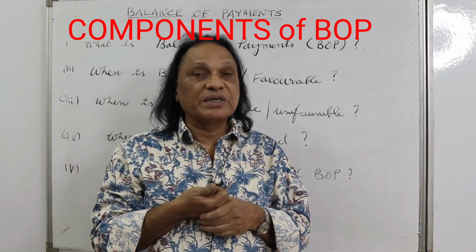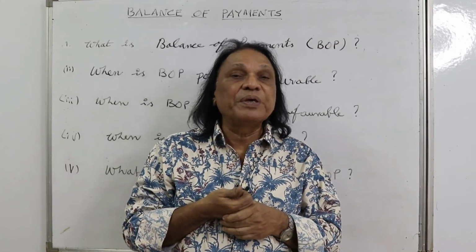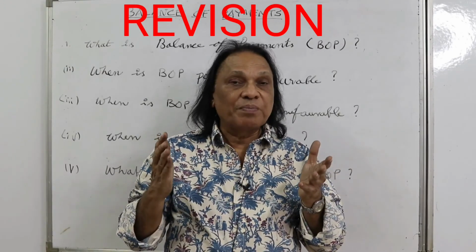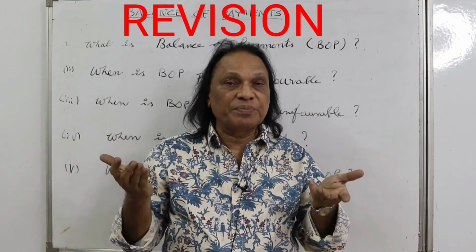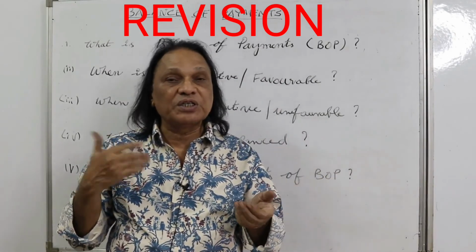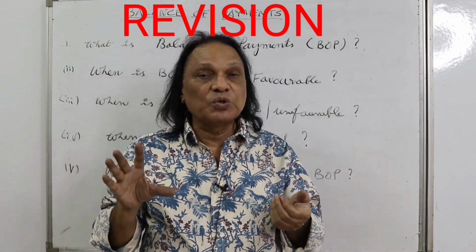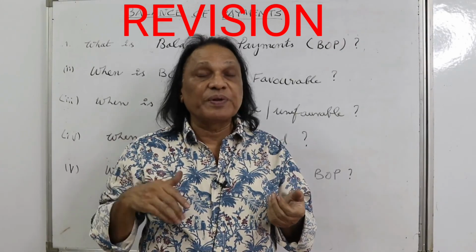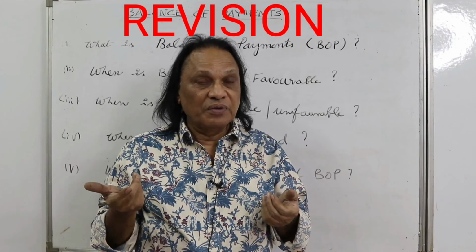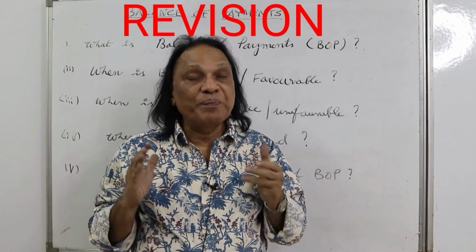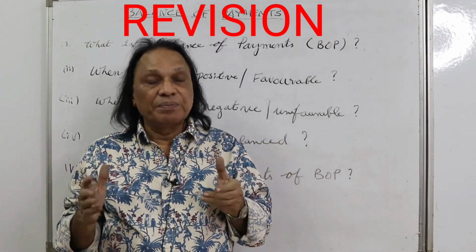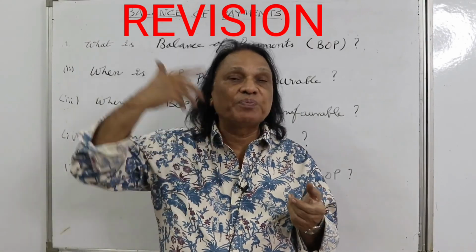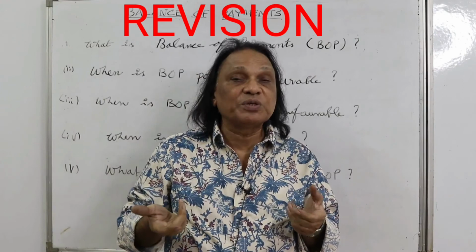So I repeat once again, we're discussing BOP, balance of payments. What exactly is balance of payments? Balance of payments is a systematic statement showing a country's economic relationship with the rest of the world. It includes both exports and imports of goods and services, visible and invisible items. When is BOP, not BOT, balanced? BOP is balanced when the exports of the country are equal to imports of the country in terms of visible and invisible items.